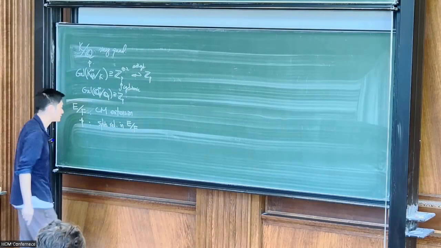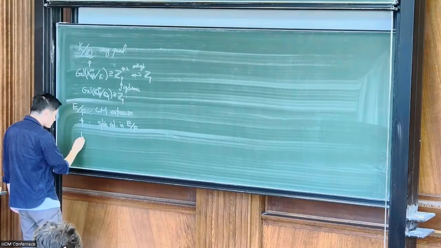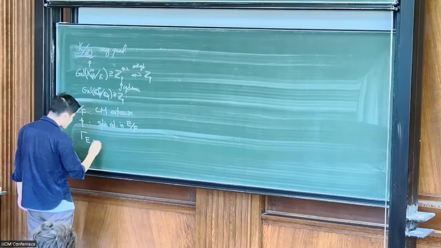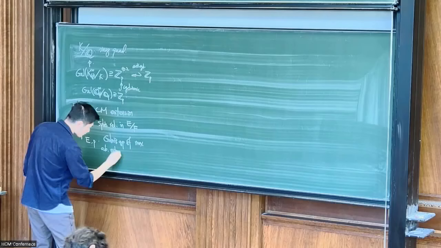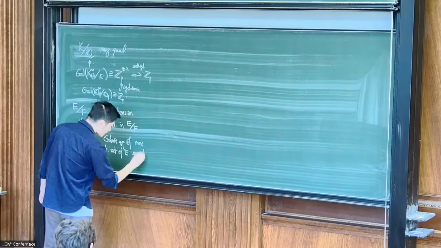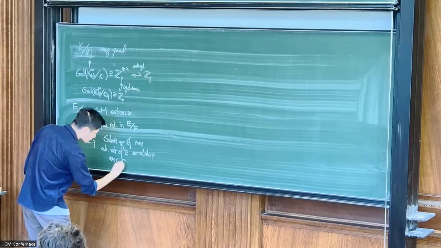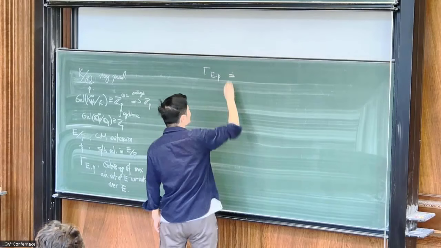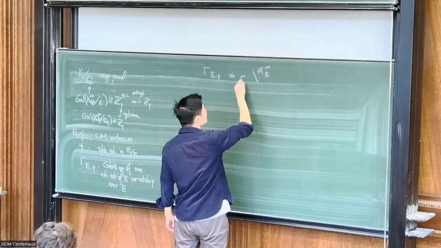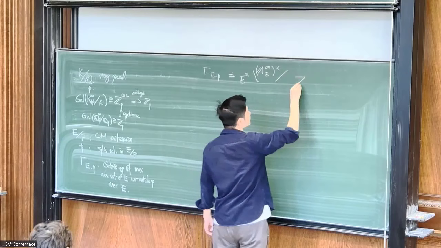We're going to denote by Γ_{E,p} the Galois group of the maximal abelian extension of E unramified outside p over E. If you use class field theory, this Γ_{E,p} is, more or less, the profinite completion of A_E^× modulo E^× and so on.